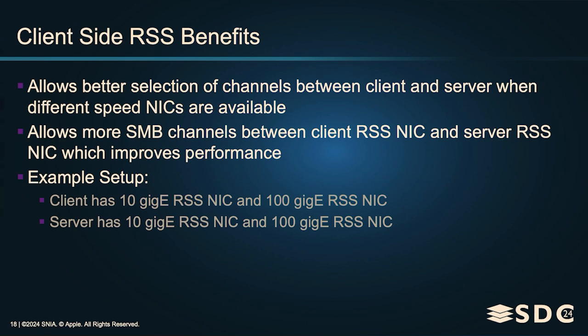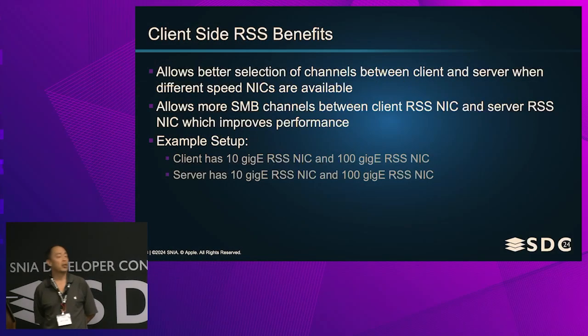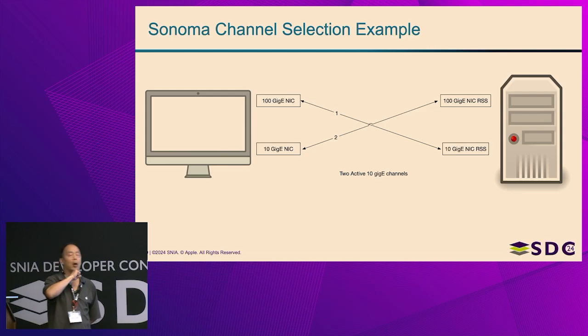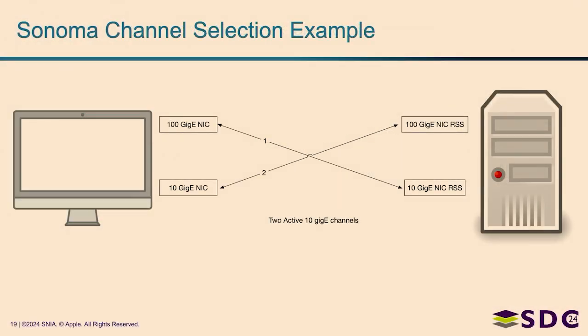So let's go over an example. So the client has a 10 gig NIC and a 100 gig NIC. And the server has the same, a 10 and a 100. They're all capable of RSS. In Sonoma, what would happen is the client would try and connect the 10 to the 100 and the 10 to the 10, and also the 100 to the 100 and the 100 to the 10. But we do this all in parallel.